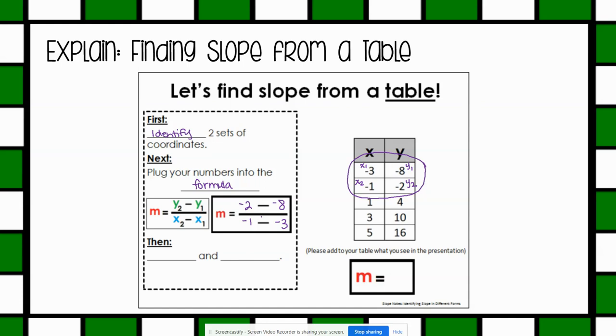Then I just solve. So at this point, we are going to subtract and then simplify our fraction. If we do negative 2 minus negative 8, that actually gives us positive 6. Then negative 1 minus negative 3 gives us positive 2. If we do 6 divided by 2, we're going to get 3. So that means that this has a slope of 3.